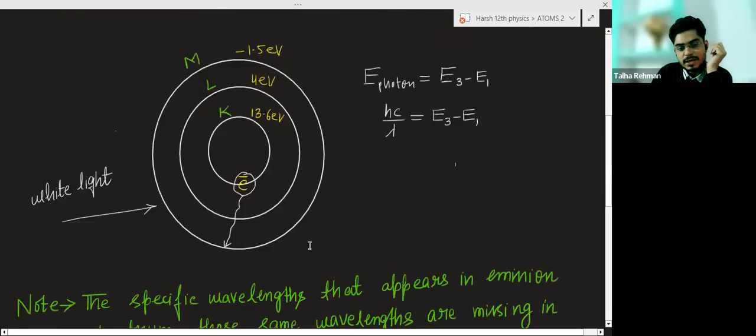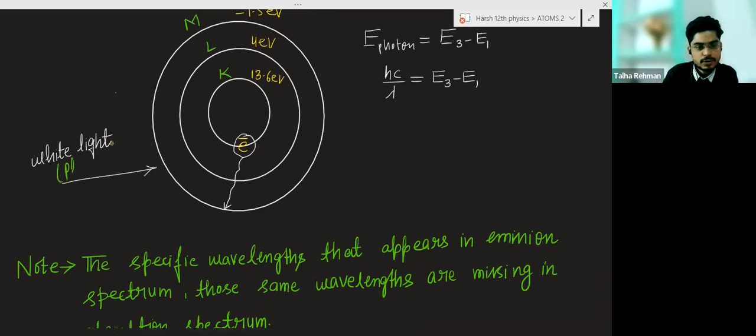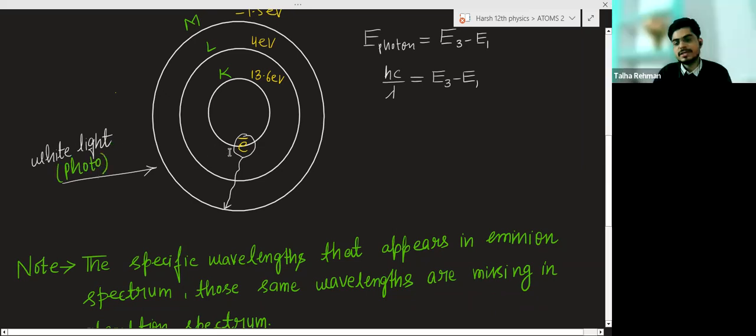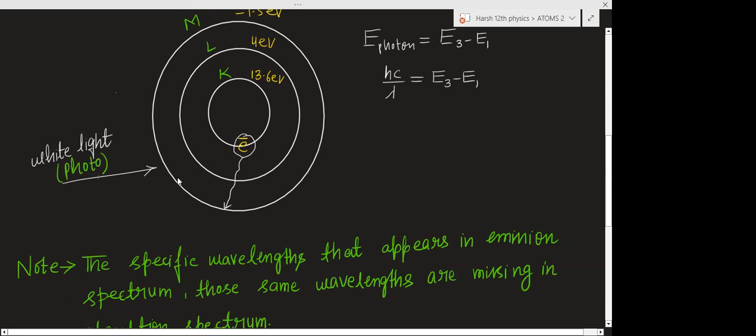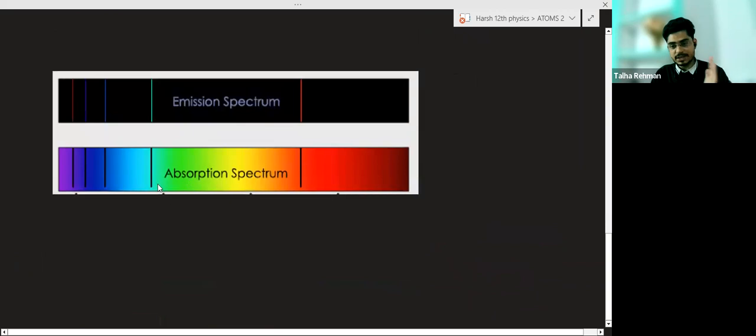Basically, what is happening is this is white light, and light is made up of photons. So this time, the electron is absorbing a photon of a specific wavelength. That is why some wavelengths are missing here.